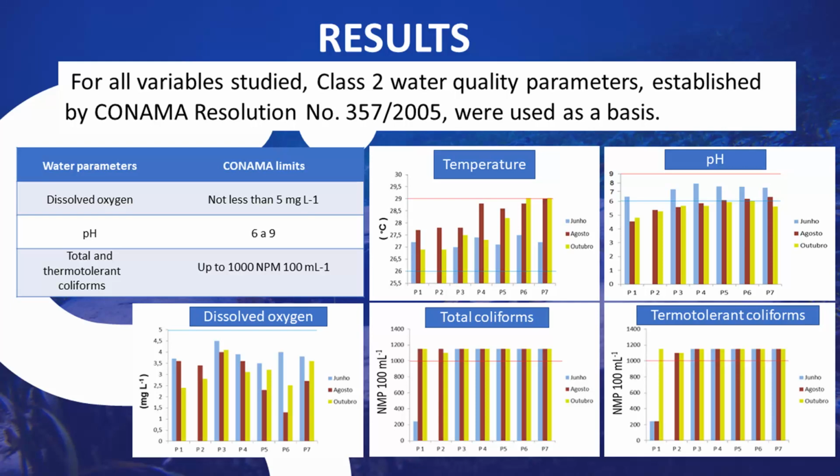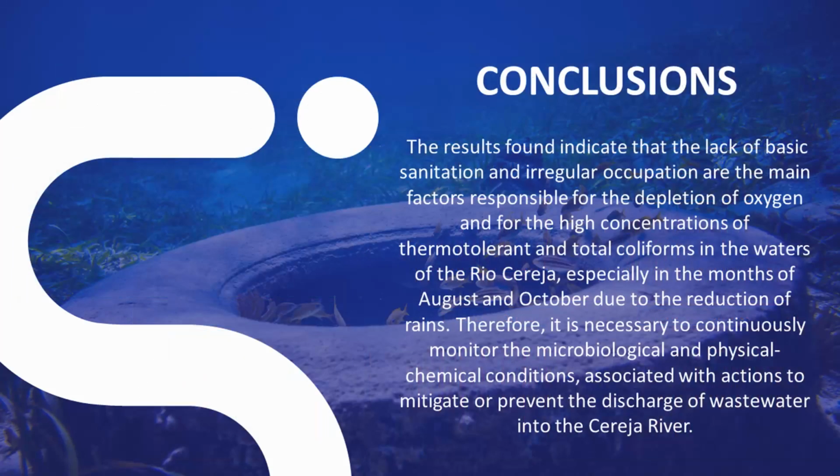Regarding microbiological analysis in June, 71% of the samples showed total and thermotolerant coliform values greater than 1000 MPN. The results indicated that the lack of basic sanitation and irregular occupation are the main factors responsible for oxygen depletion and the high concentration of thermotolerant and total coliforms in the waters of the CEREJA River.